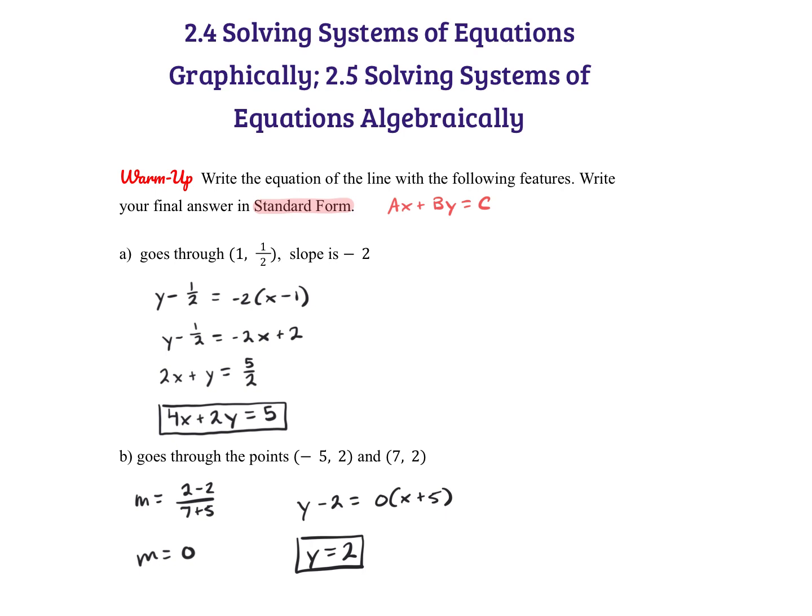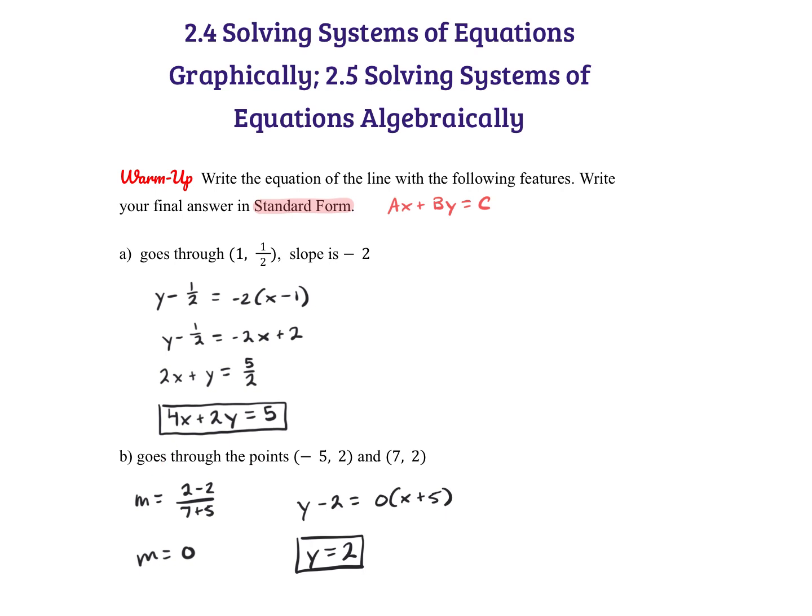All right, go ahead and check your work here. So for part A, I used that point slope form, and then I just rewrote it in standard form. So remember, A must be positive, and A, B, and C must all be integers. So we can't leave this C value as 5/2.